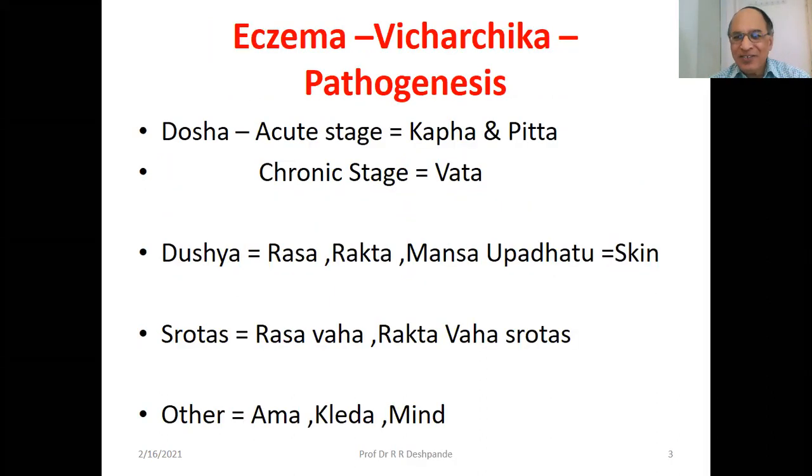Let us start with the discussion of eczema or Vicharchika. First, try to understand what is the pathogenesis. Dosha: in the acute stage, there is a problem with the kapha dosha and pitta dosha. But when the disease becomes chronic, there is a vata predominance. Ruksha or the dry property of vata is exaggerated.